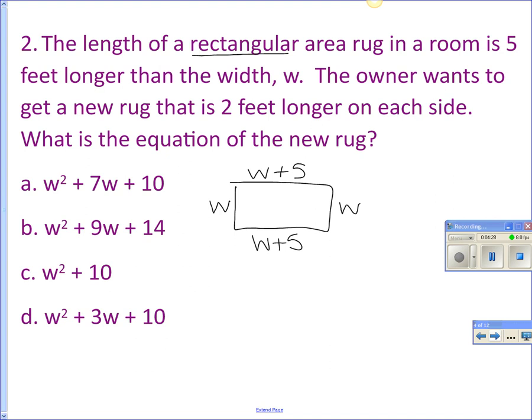Now, what does the owner want to do? He wants to get a new rug. On each side, every side is going to be 2 feet longer. How do I make it 2 feet longer? I add 2 here, I add 2 there, I add 2 there, and I add 2 here.